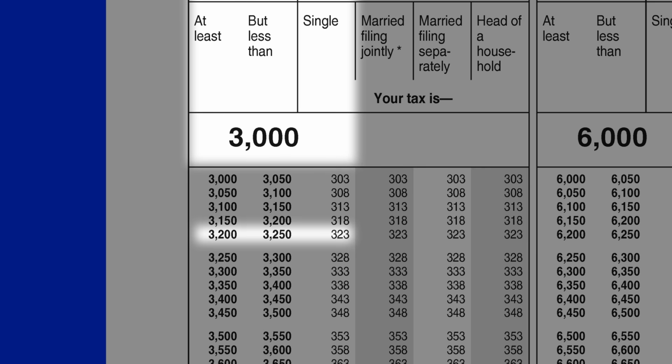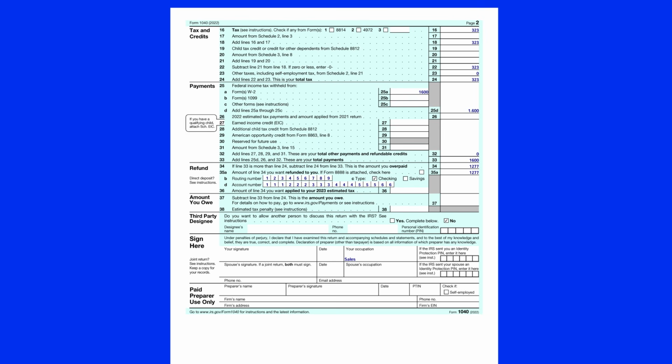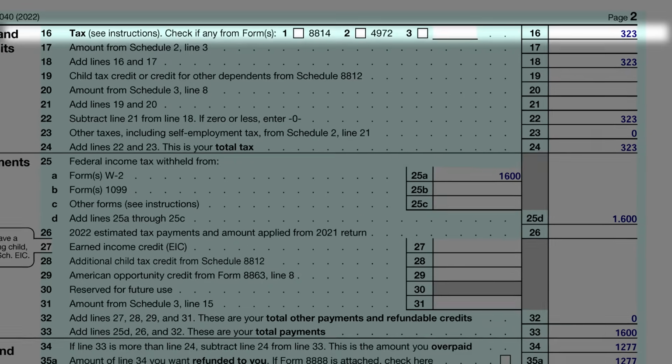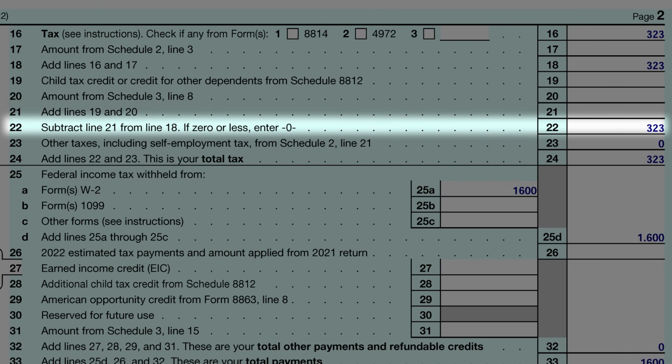This brings us to page 2 of the 1040 form. On line 16, John entered the tax amount from the tax table and, since he had nothing on Schedule 2 or Schedule 3, and does not have any tax credits, he entered it again on line 18 and line 22.